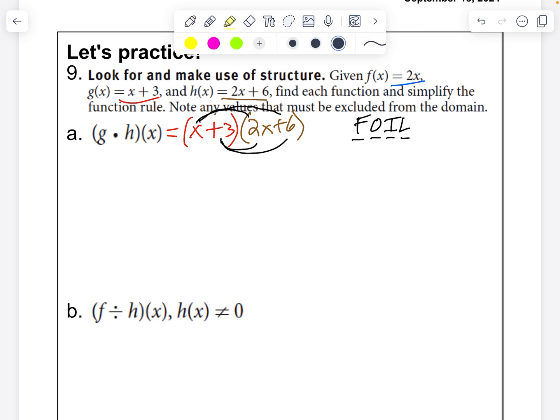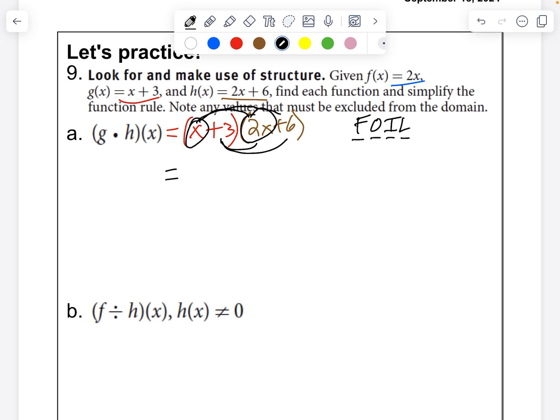The shortcut FOIL stands for first, which is the first two numbers multiplied, outer, which is the outer numbers multiplied, I for inner, which are the inner numbers, and L for last, which are the last numbers. So if you remember FOIL, you can use that, but all it is just a double distribution. It's distributing x into the last two terms, and it's distributing 3 into these last two terms. So however you want to think about it, as long as you can do it, I don't care, okay?